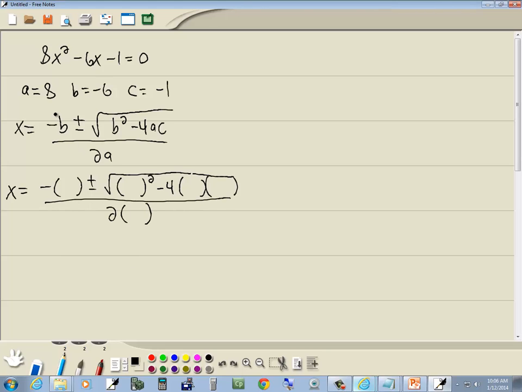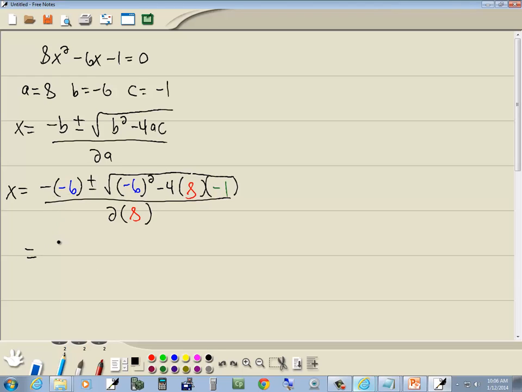Okay. Now we said that a was 8, so everywhere I have an a, I'll put an 8 in. We said b is negative 6, so everywhere I have a b, I'll put a negative 6. And we said c was negative 1, so everywhere I have a c, I'll put in a negative 1. And now we want to simplify.